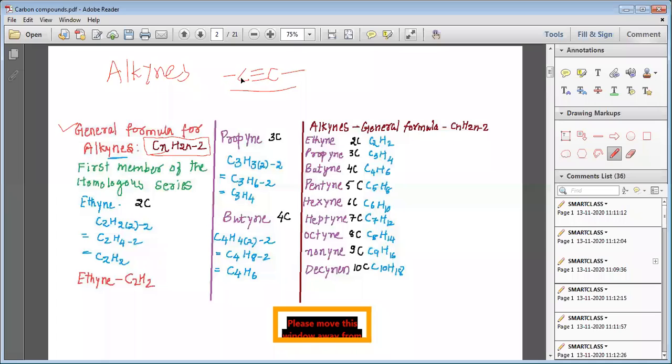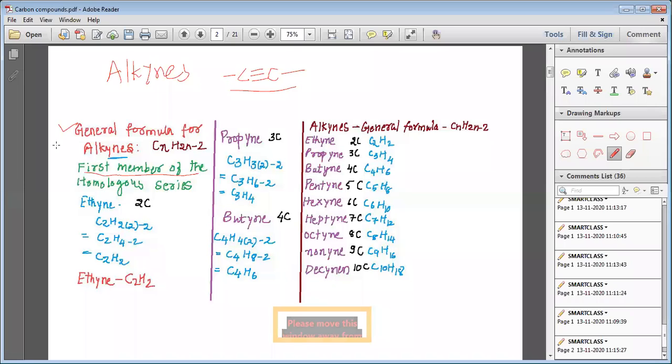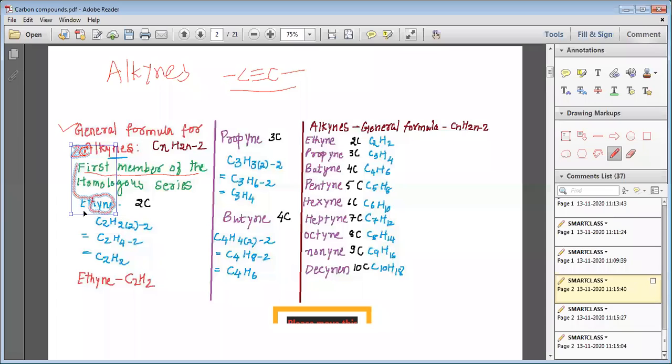Now, as it requires at least one triple bond between the carbons, my dear students, we can easily say that the first member of the alkyne homologous series must have two carbons. And two carbons, that is eth. So the first member of the alkyne homologous series will be ethyne. This is how we can easily understand that ethyne is the first member of the homologous series of alkynes.